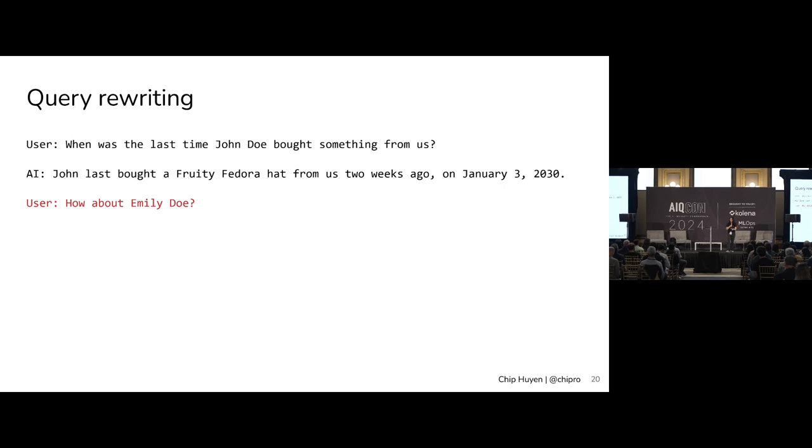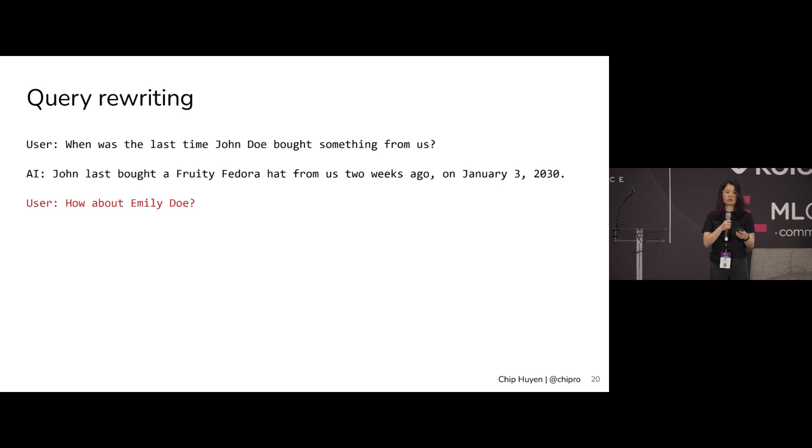I don't know. So when you do retrieval, one very common thing you do is query rewriting, which some people call query normalization or query expansion. Sometimes in conversations, the queries just don't quite make sense if you use them verbatim for retrieval. Here's an example. The user first asks, when was the last time John Doe bought something from us? And then the follow-up question is, how about Emily Doe?